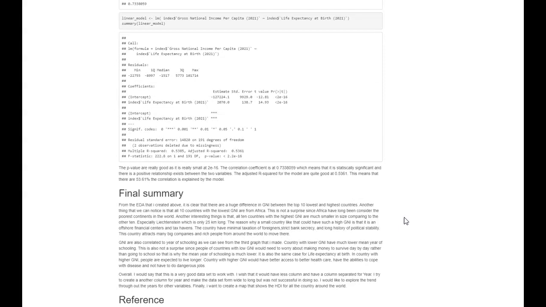So from the graphs that I showed you guys, it is clear that there is a huge difference between the countries with the lowest and highest GNI. One interesting thing I see about that is that Liechtenstein, even though it's such a small country, is so wealthy, and the reason is that it's an offshore financial center and a tax haven for rich people. It has minimal taxation for foreigners, strict bank secrecy, and a long history of political stability, which attract many big companies and rich people from around the world.